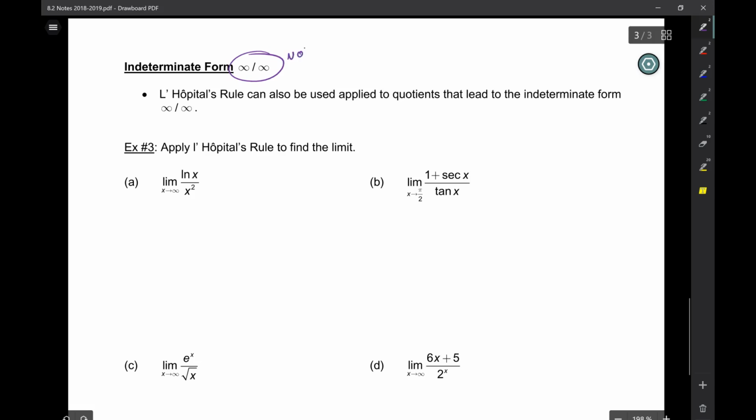Okay, so another type of indeterminate form is infinity over infinity, right? Again, this is not equal to 1, all right? Not equal to 1. But you could also use L'Hopital's rule for that.